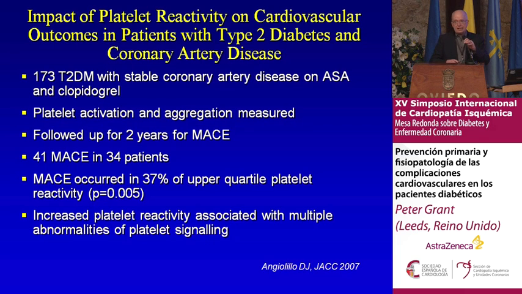If you want to know about platelets and diabetes, I suggest you Google Dr. Angiolillo, who's talking at this meeting, because he's done a number of important studies in this area. But this is just one that shows that platelet reactivity in people with type 2 diabetes seems to predict outcome. This is a group of type 2 patients with stable coronary artery disease, followed up for 2 years for MACE, and MACE occurred in those patients who were in the upper quartile of platelet reactivity, suggesting what we probably intuitively knew, and that is that platelet reactivity has a very important role in thrombus formation in people with diabetes.